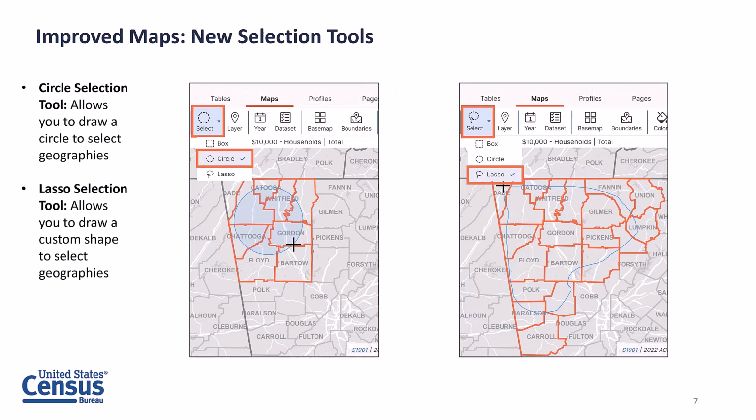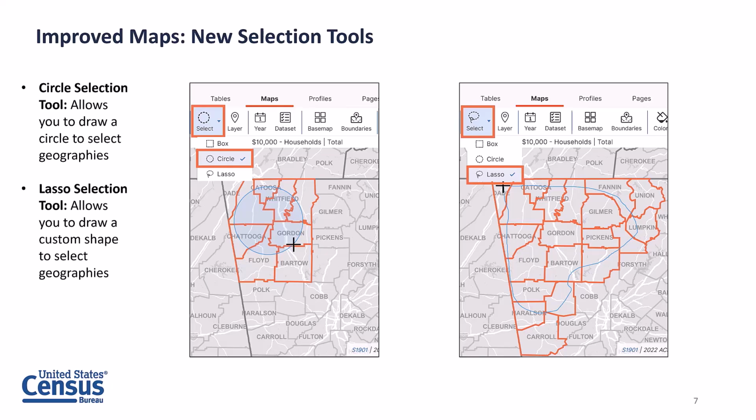We also have new selection tools. We received a lot of comments from our users about wanting additional ways to access geographies in bulk through a map. Based on this feedback, we added two new selection tools. One is the option to draw a perfect circle, as you see on the left-hand side of the screen, through the circle selection tool. Any geographies that are fully or partially within the circle you drew will be added to your selections. And then on the right-hand side of the screen, we also added a lasso selection tool.